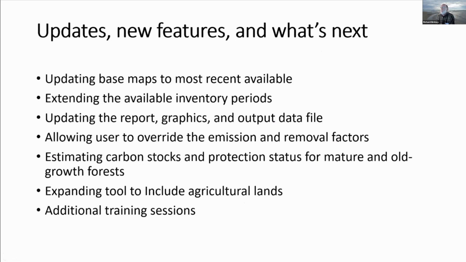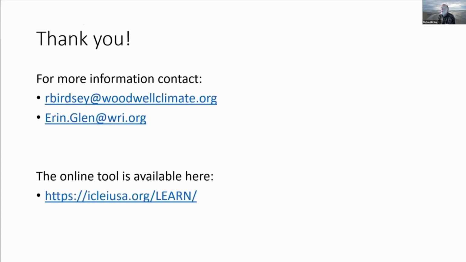So here's kind of where we're at, and I'm almost done. We're updating the base maps to the most recent available ones. We're extending the available inventory periods to near current time, updating the report graphics and the files. We're allowing the user to override emission and removal factors. We're looking at mature and old growth forests. In the future, we've had a lot of interest in expanding the tool to include agricultural land so that the counties could have a complete analysis of their land base. And then sometime in the future we'll do some additional training sessions.